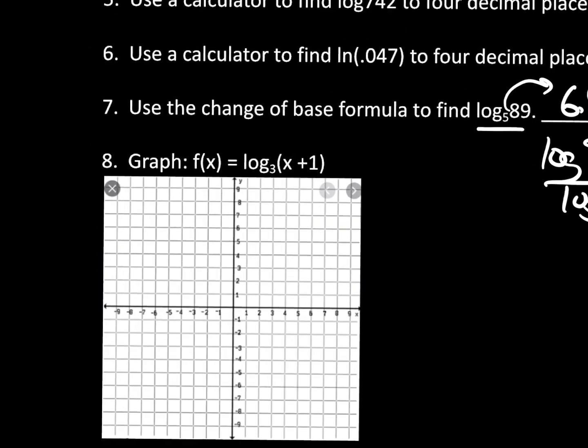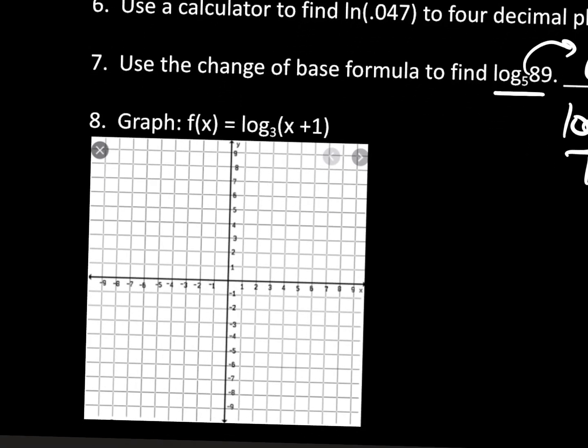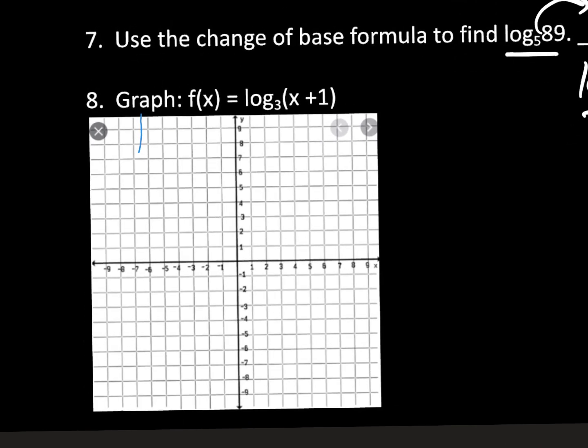Number 8. Graph that log. Remember, logs and exponents are inverses of each other. So last week when we did exponential growth and decay, our asymptote was on the x-axis. So this week our asymptote is on the y-axis because they're inverses. Last week our first point we used was at 0, 1. This week is at 1, 0.